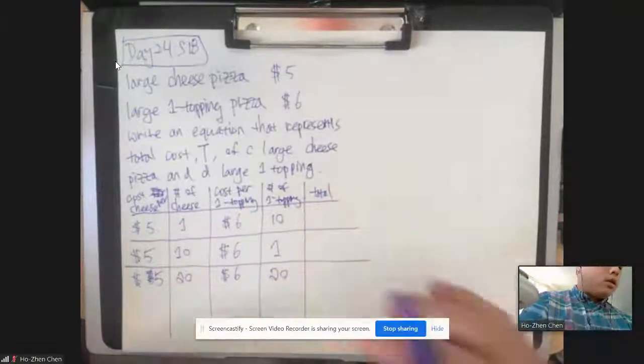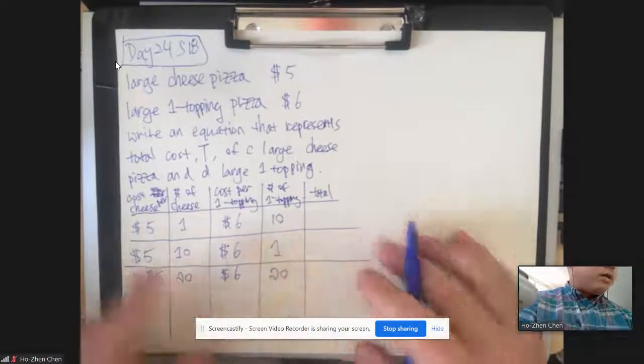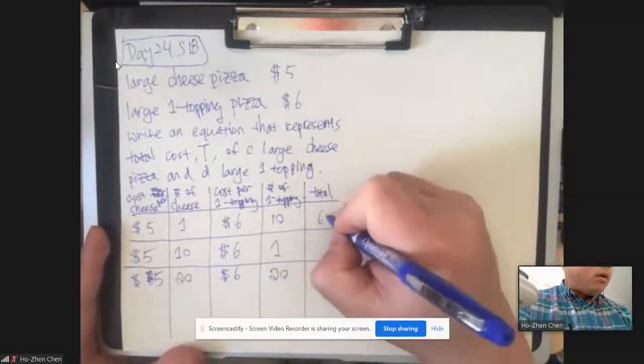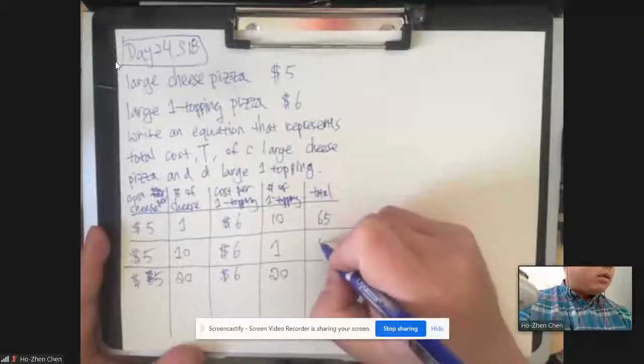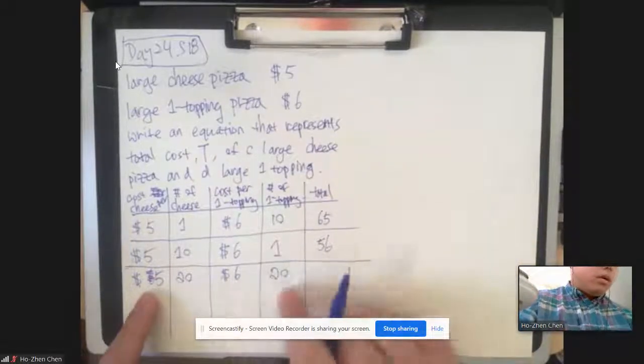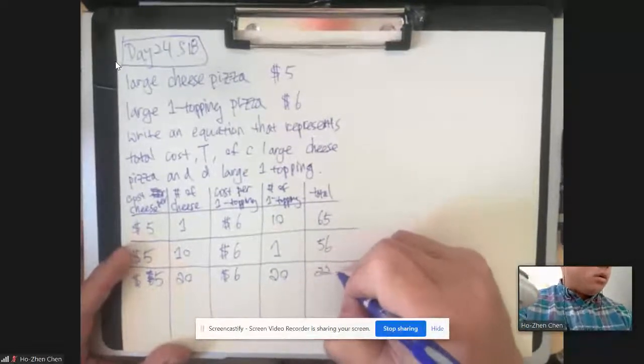If you're interested, you can calculate the total. Just for now, I'm going to write this out for you. So this is going to be 65. This is going to be 56. This is going to be, ooh, why did I do this? I think this is going to be 220. I think.